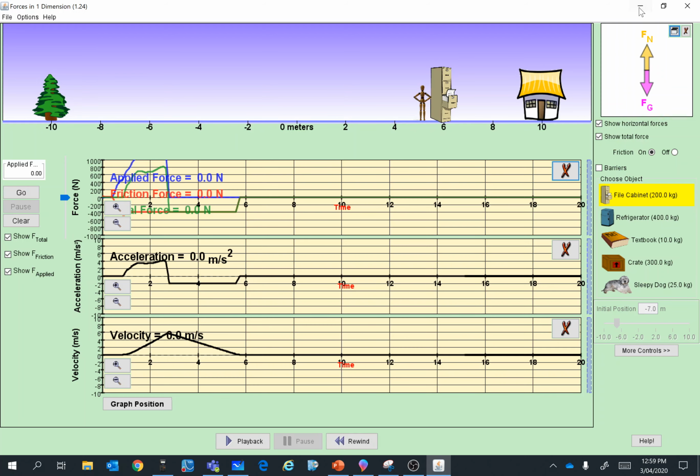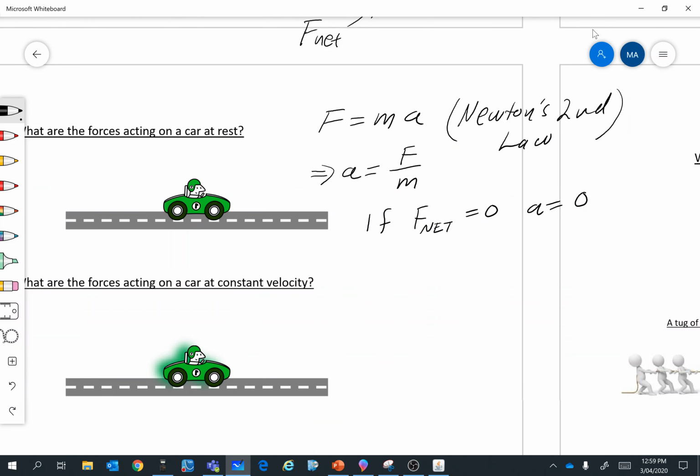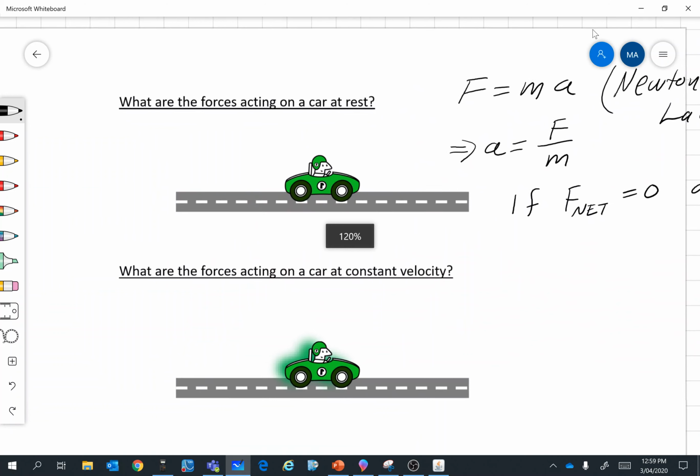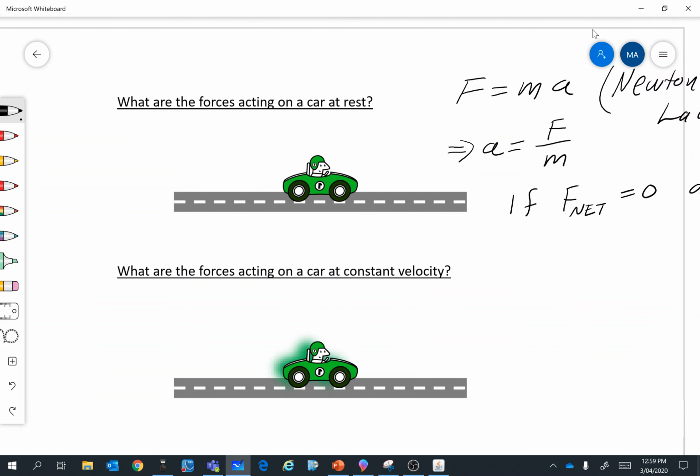So let's apply these understandings to the forces acting on the cars in these pictures. You might want to pause the video and see if you can label these correctly, then I'll have a go at it.